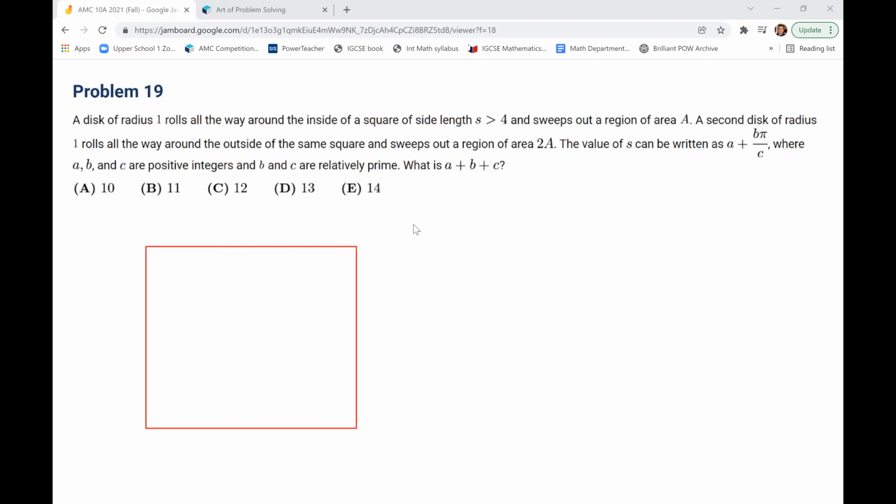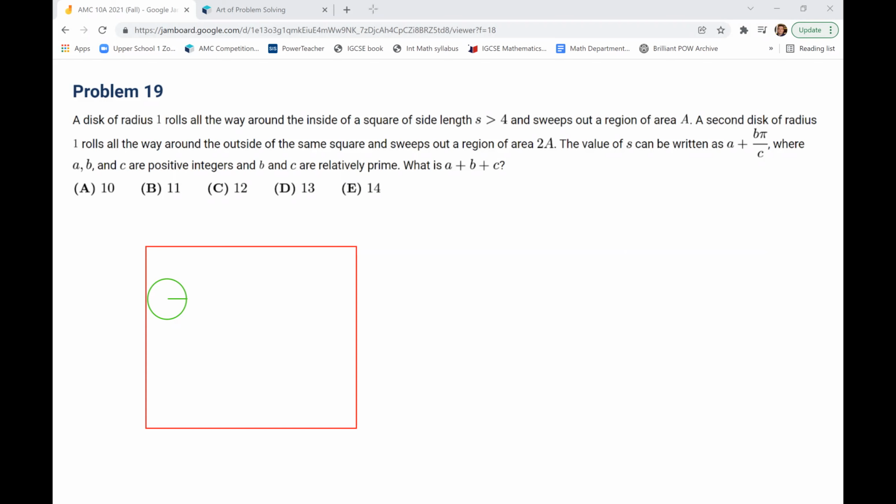The value of A can be written as A plus B pi over C, where A, B, and C are positive integers, and B and C are relatively prime. What is A plus B plus C? Okay, so we have to imagine what would happen if we took a circle, and had it in here, and the circle has radius 1. And that circle is going to sort of roll around the inside of the square, right?